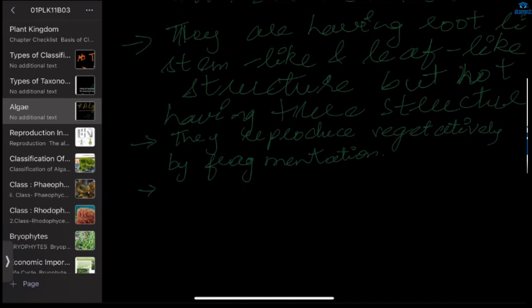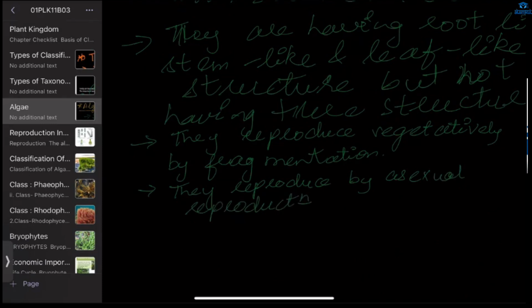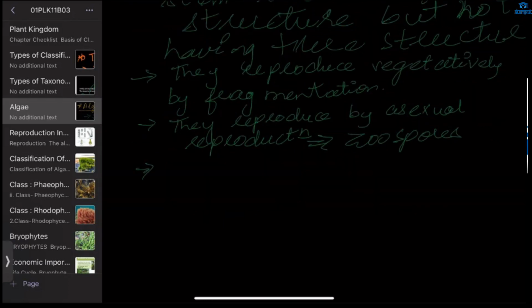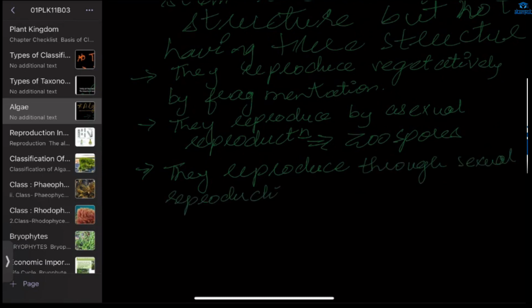Okay. So what are we talking about? Reproduction. They reproduce vegetatively by fragmentation. Then asexual reproduction. They reproduce by asexual reproduction also, and it will occur by the process of what? Zoospores. And then sexual reproduction is of 3 types. What are the 3 kinds of sexual reproduction followed by these smaller plant organisms? They reproduce through sexual reproduction also.